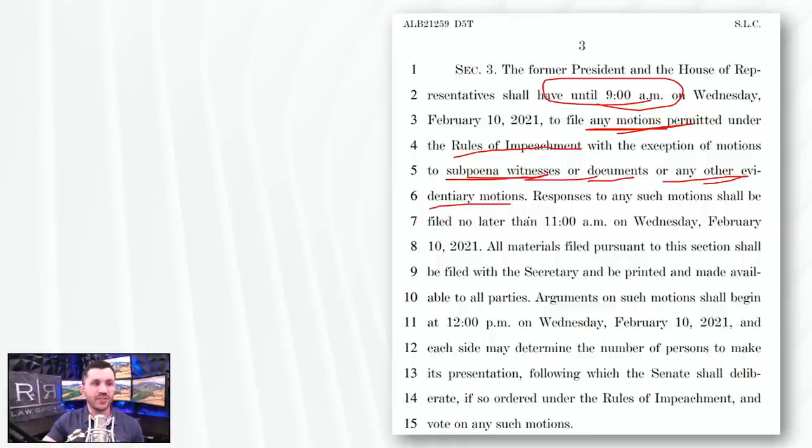Responses to any such motions shall be filed no later than 11 a.m. tomorrow on Wednesday. And then all materials filed pursuant to this section are going to be filed with the secretary, printed and made available to all parties. Arguments on the motions will begin at 12 noon tomorrow, and each side may determine the number of persons to make its presentation, following which the Senate shall deliberate, if so ordered, under the rules of impeachment and vote on any such motion. So tomorrow morning, we're going to see a lot of activity. They're going to be drafting motions, presumably. Everything needs to be submitted early tomorrow. Our response is then due by 11, and then everything in terms of arguments will start at 12 p.m. for another day of the impeachment spectacle.